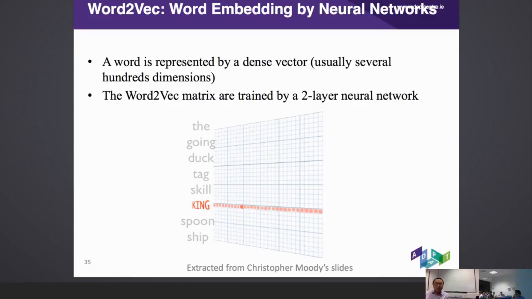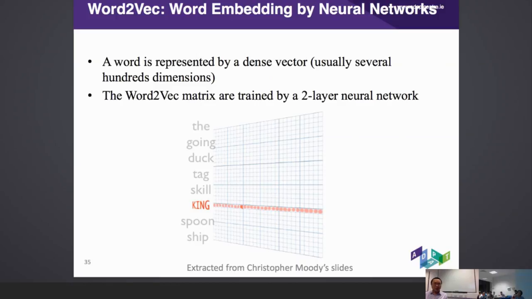So in the deep learning framework, we represent words as vectors in another way. We call this technique word embedding.